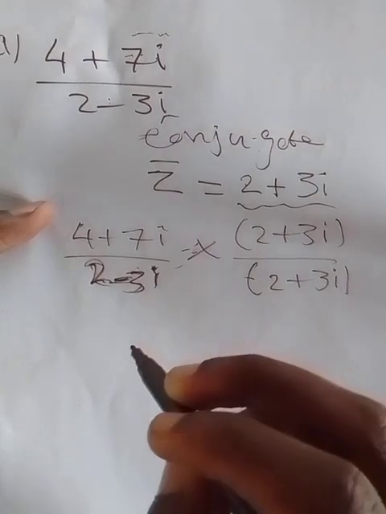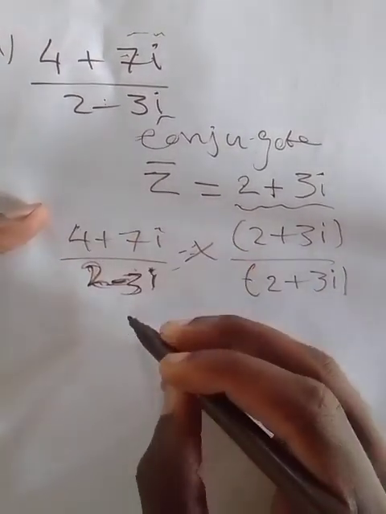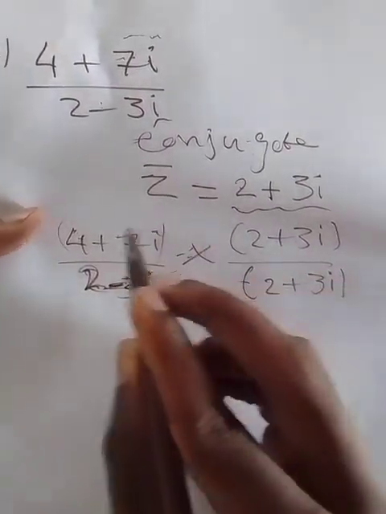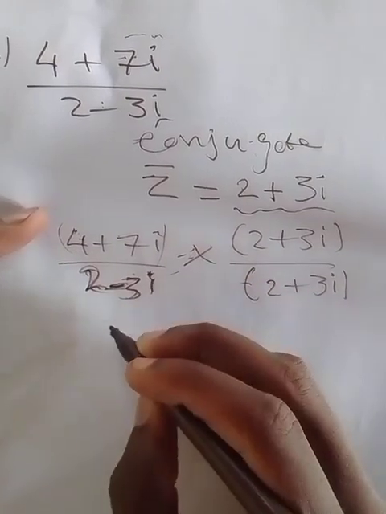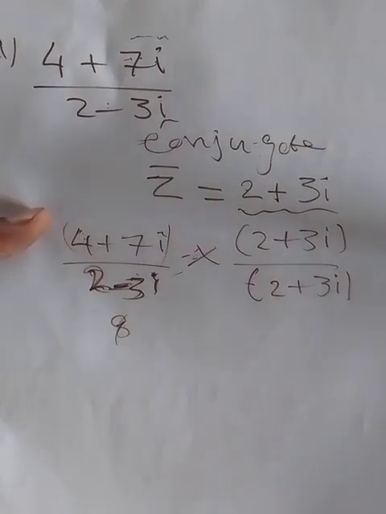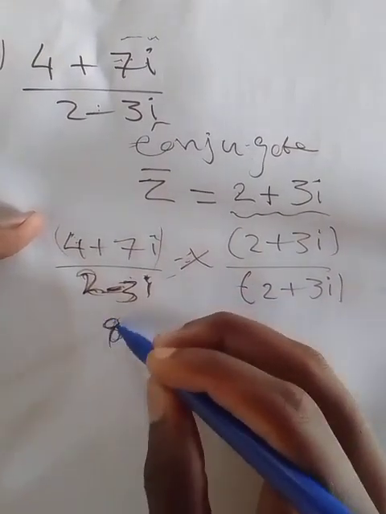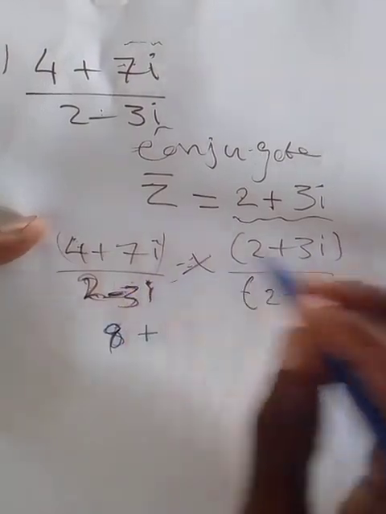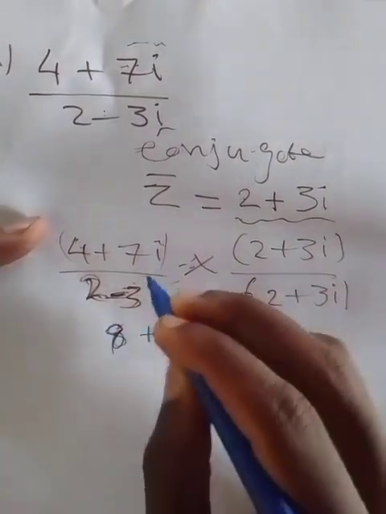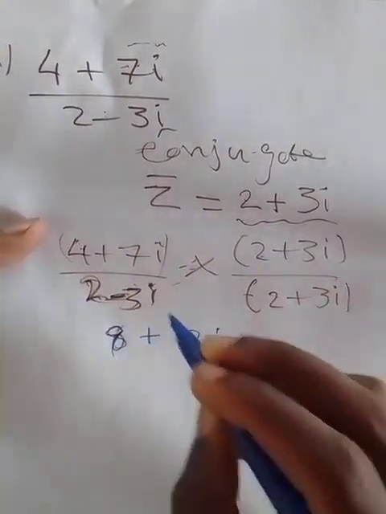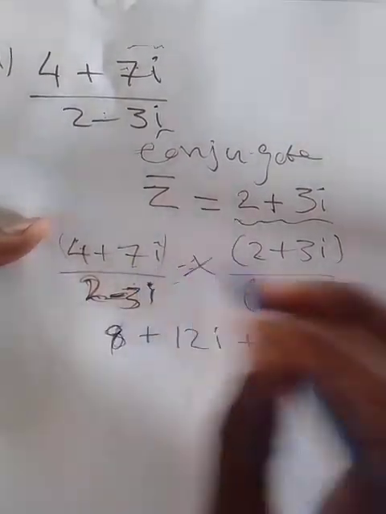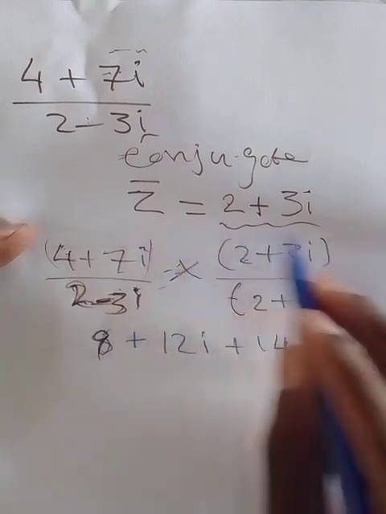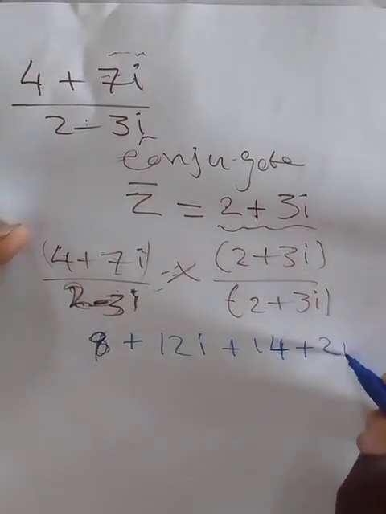So let's begin with multiplying the numerator. Like I showed you in multiplication of complex numbers, 4 times 2 is going to give you 8, and then 4 times 3i is going to give you plus 12i, and then 7i times 2 is going to give you plus 14i. 7i times 3i is going to give you, now look, you have an i times i, so you're going to have 21 i squared, 21 i squared.